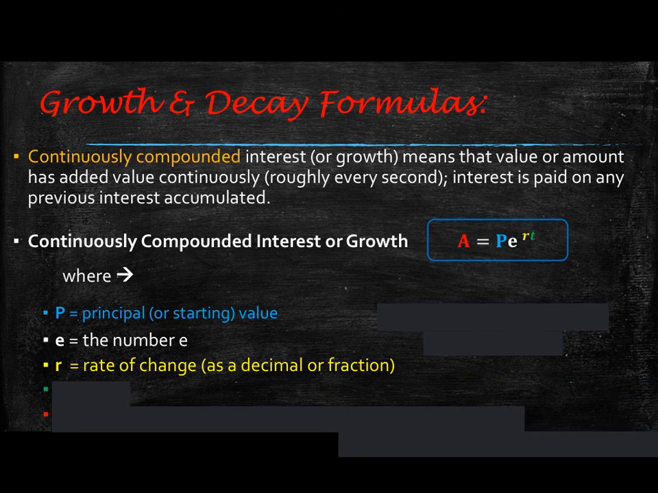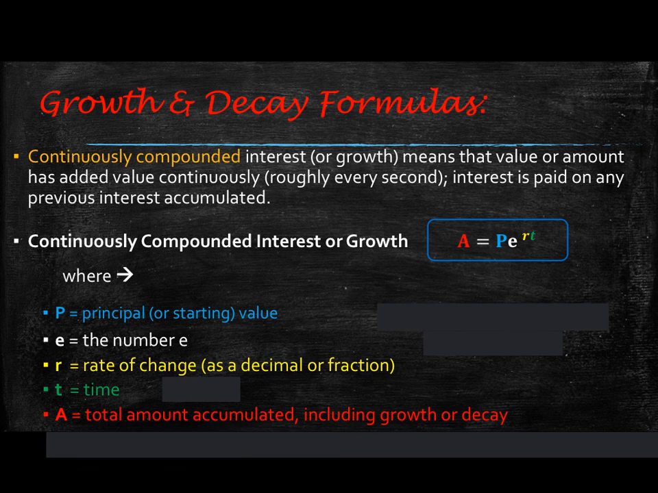R is your rate of change, so it's going to be the percent. You're going to have to change that to a decimal or a fraction. T is the time, just like previously, and then A is the after amount, or the total amount accumulated after the interest has been added.